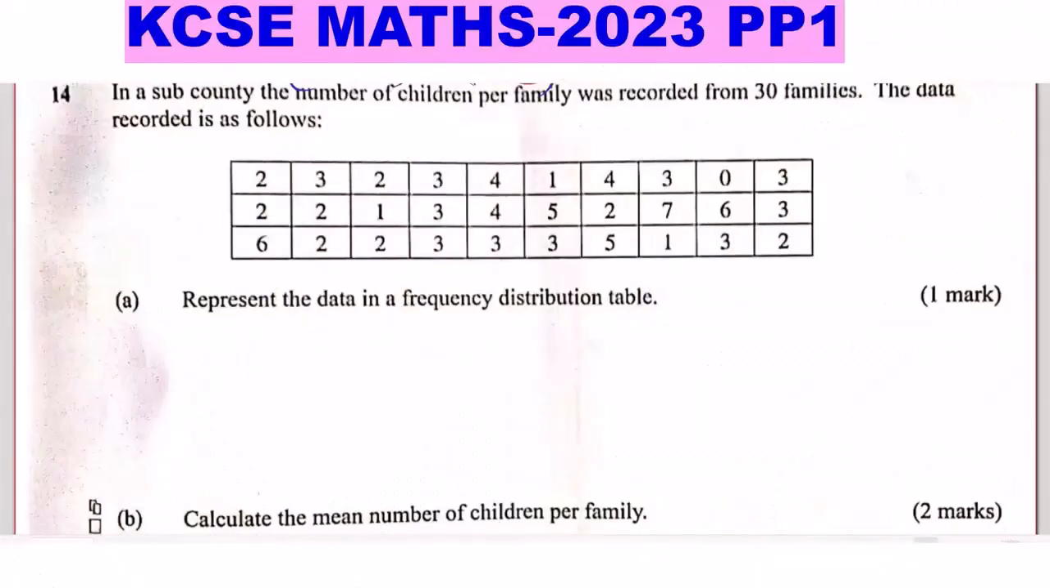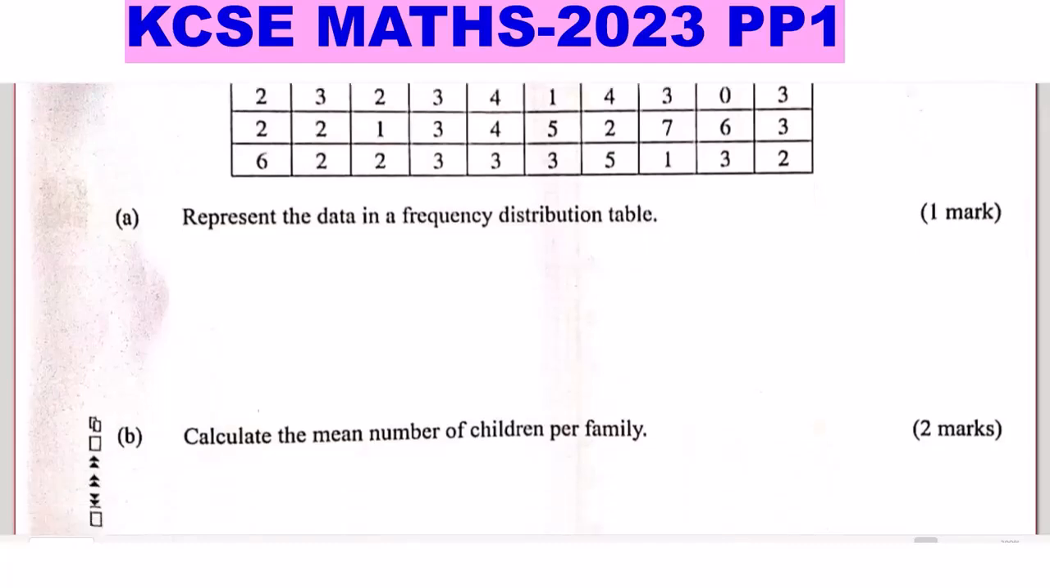Question 14. In a sub-county, the number of children per family was recorded from 30 families. The data recorded is as follows. You can see the table there. Part A of the question: represent the data in a frequency distribution table. And then part B: calculate the mean number of children per family.